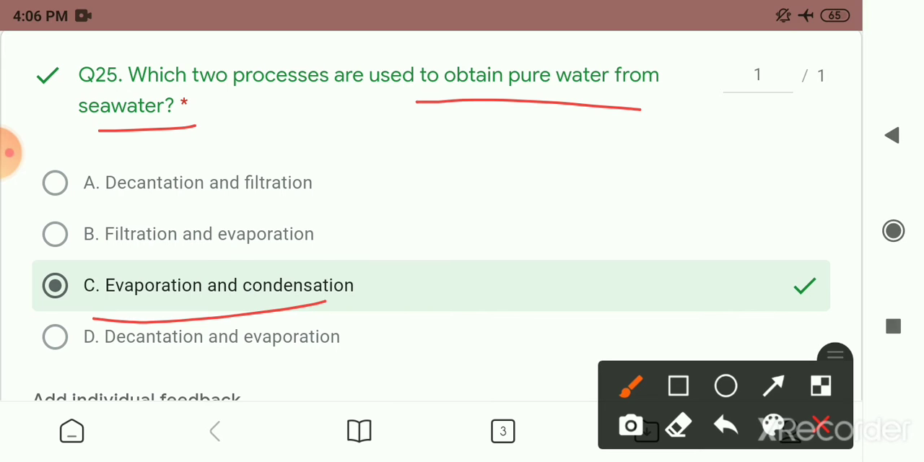These two methods are used to obtain pure water from the sea water. In that, first in evaporation, we have to convert water into its vapor form, and then after we have to condense that water vapor, or we have to convert that water vapor into its liquid, that means in the water form. So at the end we can get the pure water from the sea water. So these two methods, evaporation and condensation, are used to get pure water from the sea water. So here your answer is option C, evaporation and condensation.